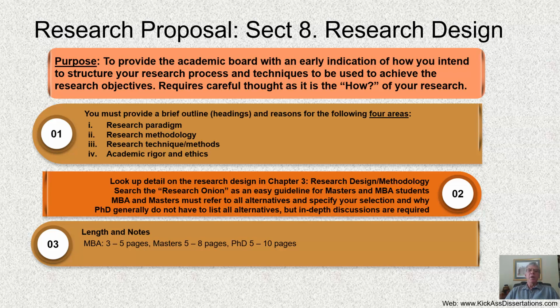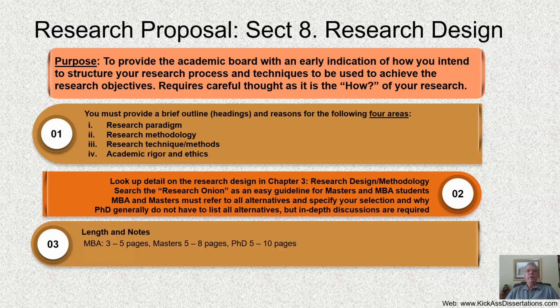For a PhD, most universities no longer require you to provide all the alternatives, because you've done that in your master's study. So on a PhD level, you're going to provide only the one that you're going to use, but you need to discuss that quite in depth. You will have to provide analysis of that technique, or whatever you're going to do there, in much more detail than would be the case for a master's degree.